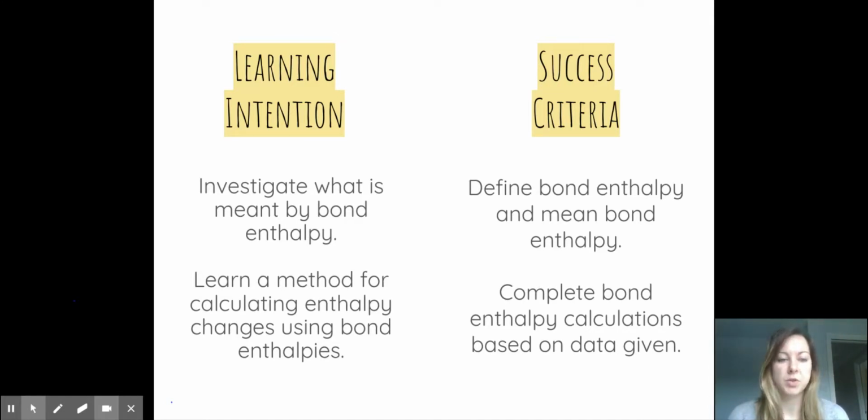So what we want to be able to do by the end of this lesson is to define both bond enthalpy and mean bond enthalpy, which mean two different things, and to complete some bond enthalpy calculations based on data that we're given either in the question or we might need to find it in the data booklet.